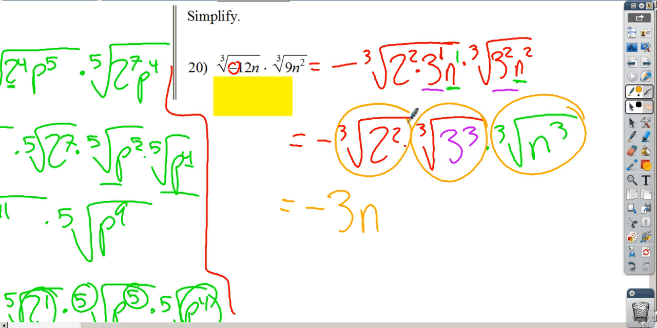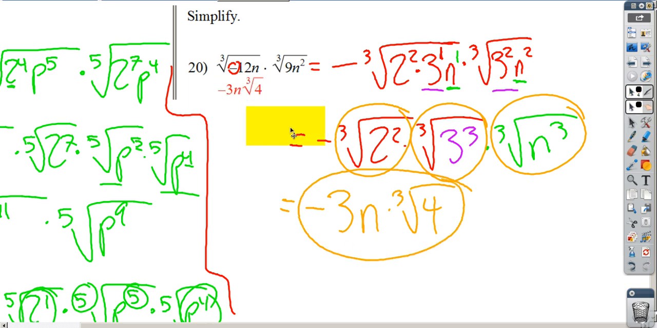And then I can't do anything with 2 squared, so I'll just leave it as 2 squared. Or let's just change it into what 2 squared is, which is 4. So we get that answer, negative 3n times the cube root of 4. And there is our result.